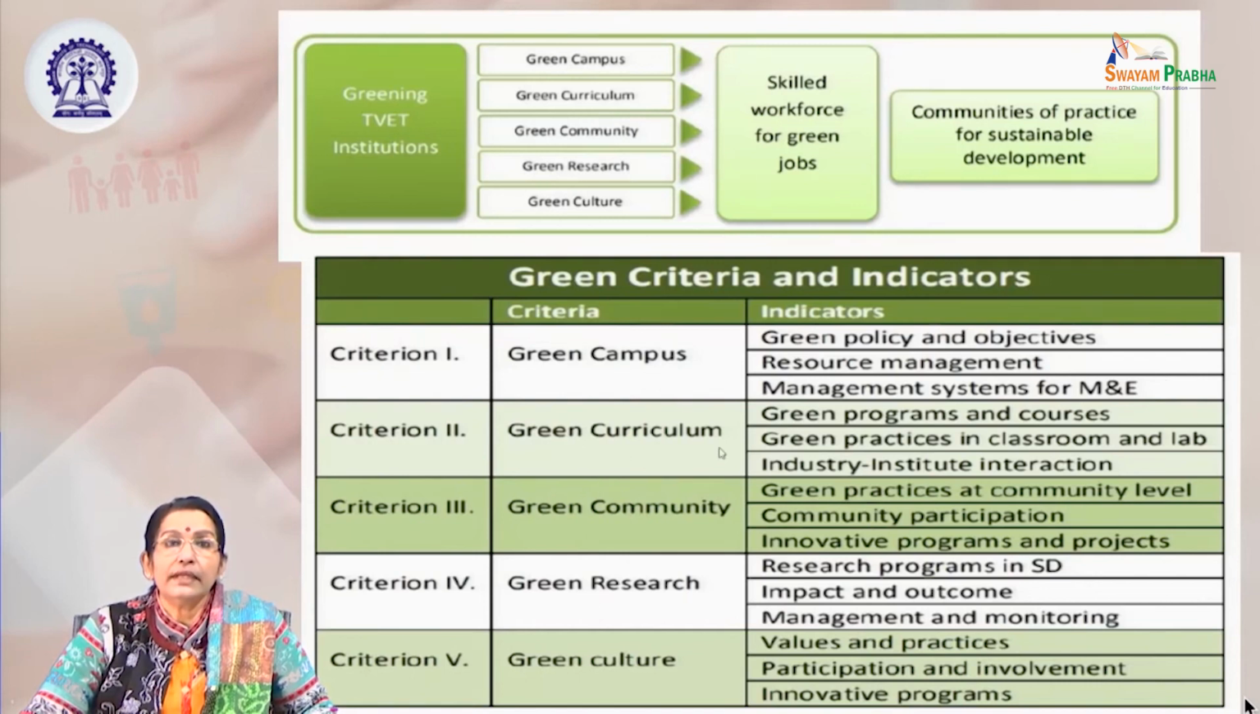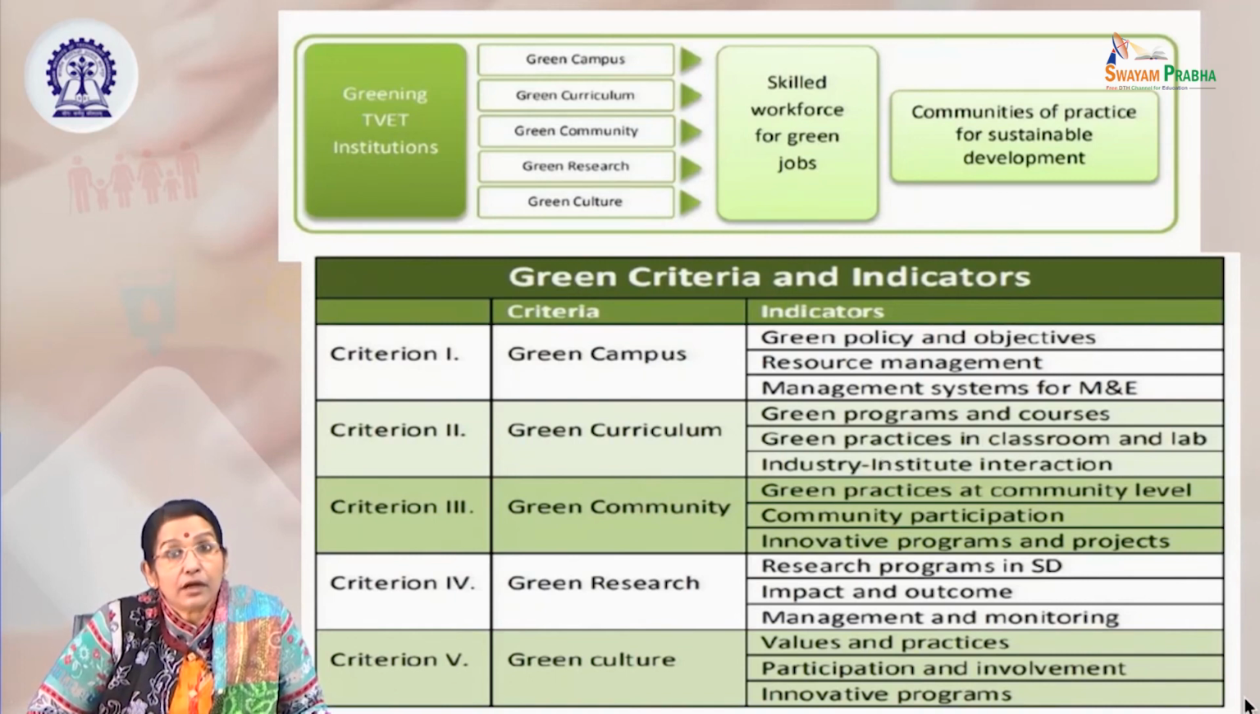Then when we talk about the green curriculum, the indicators are like green programs. What are the green programs and courses going on? Then green practices in the classroom and in the labs, that means to measure the carbon footprint. So, what are the practices the participants, the students, the learners are using in the classrooms and labs, and how to measure the carbon footprint they are creating. Then industry institution interaction, what is the level of industry institution interaction.